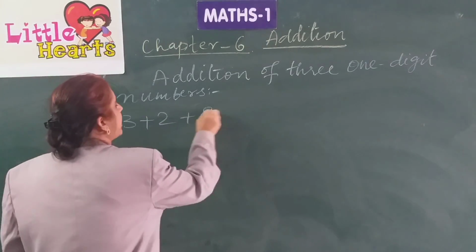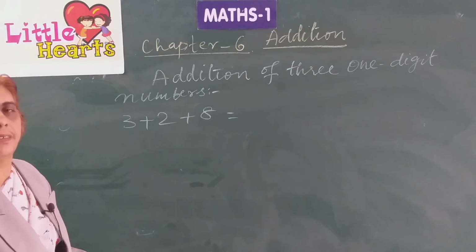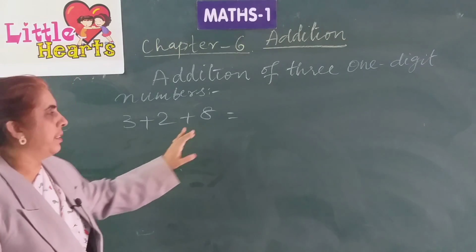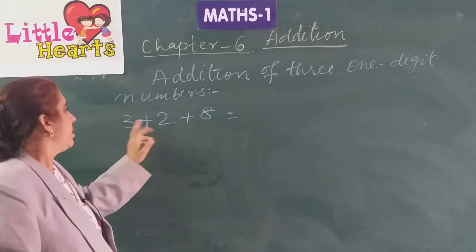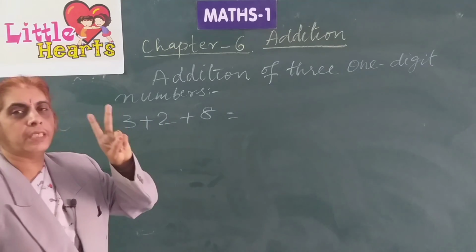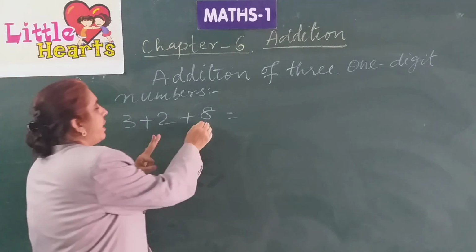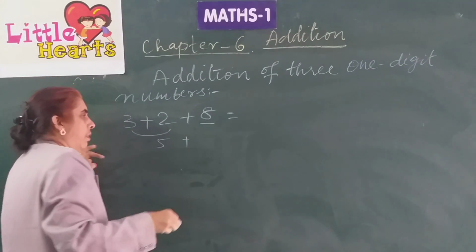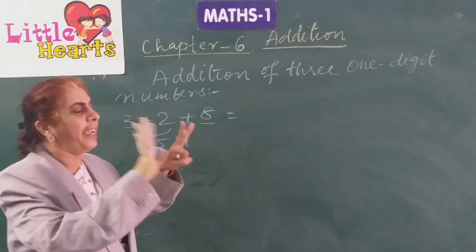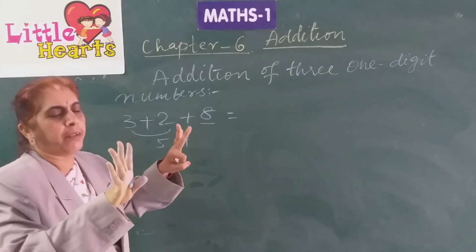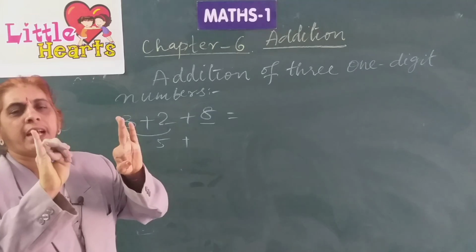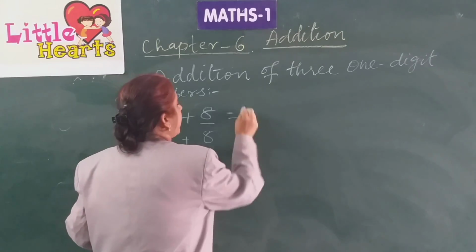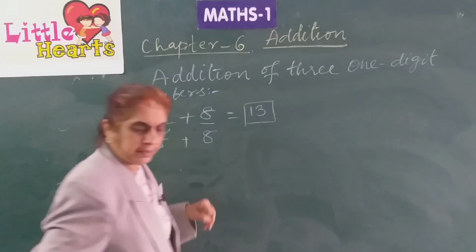3 plus 2 plus 8. 3 plus 2. Start counting after 3, 2 fingers, 4, 5. Now take 8 fingers and until here the answer is 5 plus 8. Add 8 to 5. Count after 5. 6, 7, 8, 9, 10, 11, 12, 13. 5 plus 8 is equal to 13.